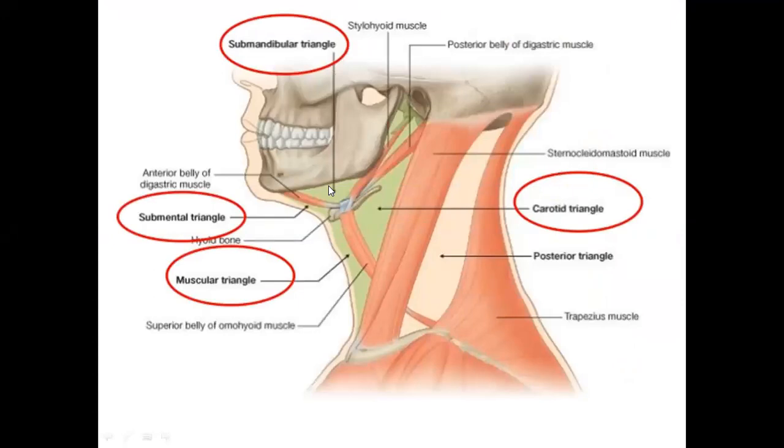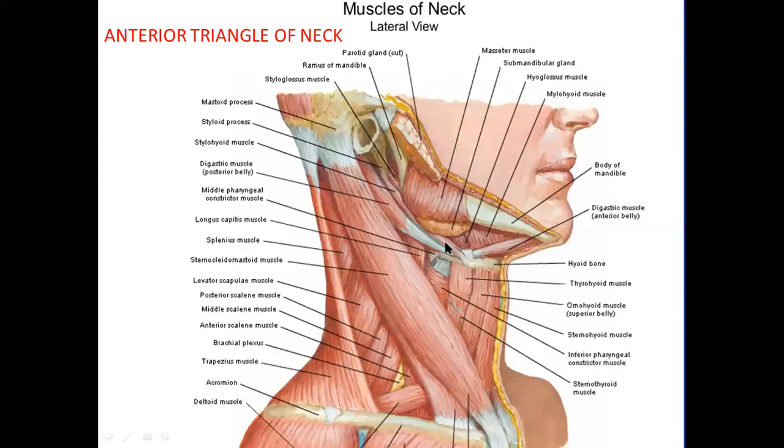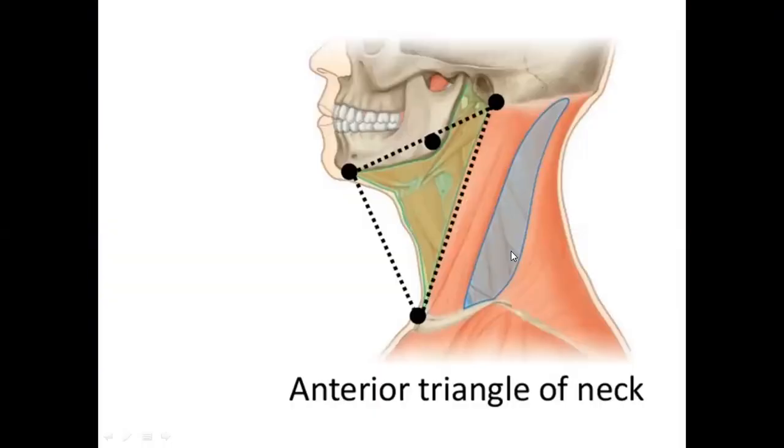In this triangle, the floor is formed by the mylohyoid muscle. I'll show you the floor. This one is the mylohyoid, and this is the anterior belly of digastric. Within this triangle, the structures are the submental vein and the submental lymph nodes.